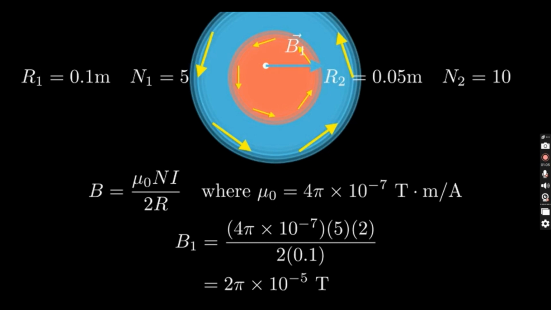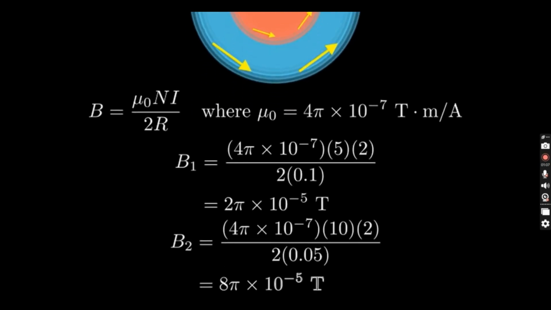Now for the second coil. We use the same formula, but with N2 equals 10 turns, and R2 equals 0.05 meters. This gives us 8 pi times 10 to the minus 5 Tesla.